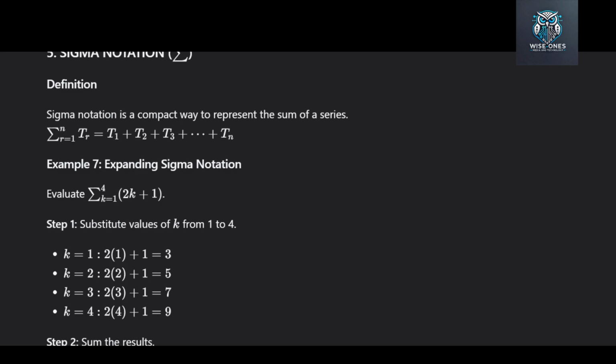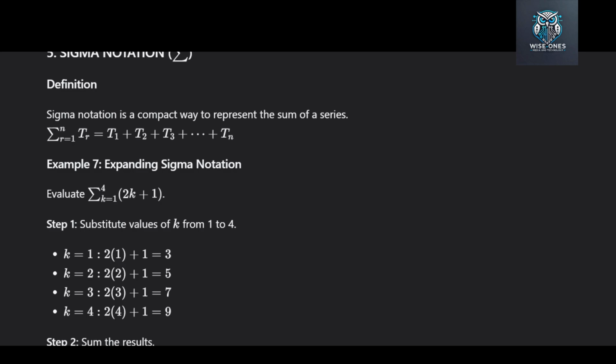Let us look at example 7, expanding sigma notation. The question is, evaluate sigma from k equals 1 to 4 of open bracket 2k plus 1 close bracket. Step 1, substitute values of k from 1 to 4. When k equals 1, 2 times 1 plus 1 equals 3. When k equals 2, 2 times 2 plus 1 equals 5. When k equals 3, 2 times 3 plus 1 equals 7. When k equals 4, 2 times 4 plus 1 equals 9.